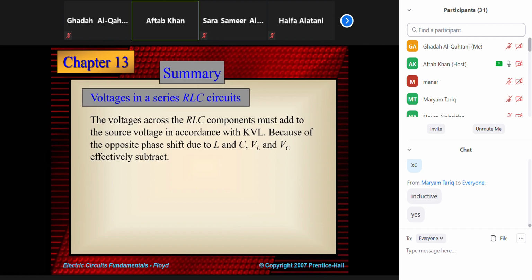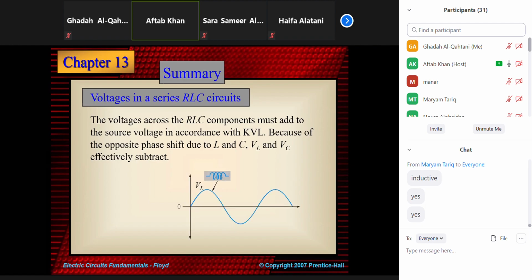If we have a series circuit, the total voltage will be the sum of all the individual voltage drops. Because of the opposite phase shift due to L and C, VL and VC will effectively subtract. We know that VC is going towards negative Y, VL is going towards positive Y. So they will subtract, they will cancel each other actually. See this interesting waveform. This is the VL voltage, and now this is VC, girls. VC is basically opposite. We know that. But the value will depend upon how much it is.